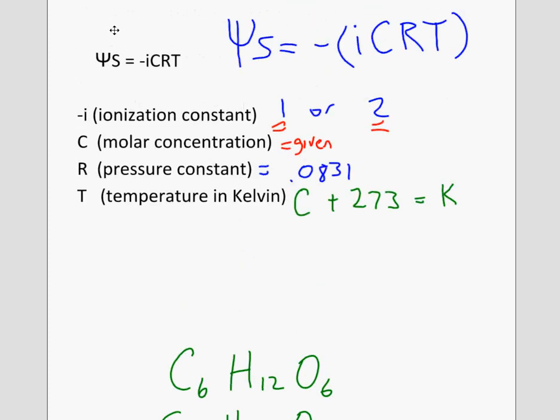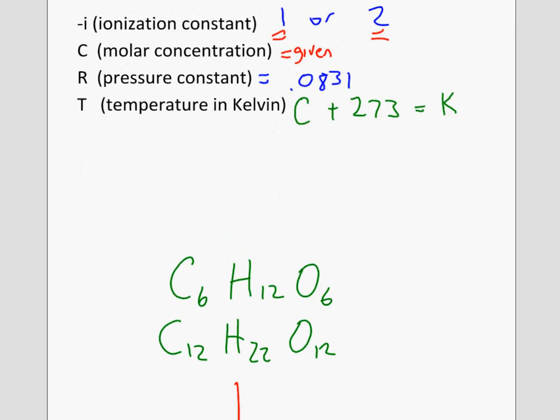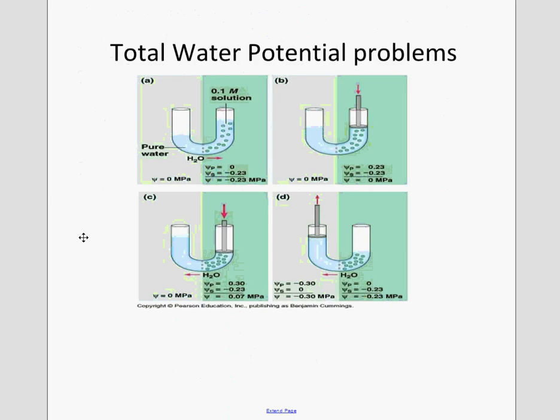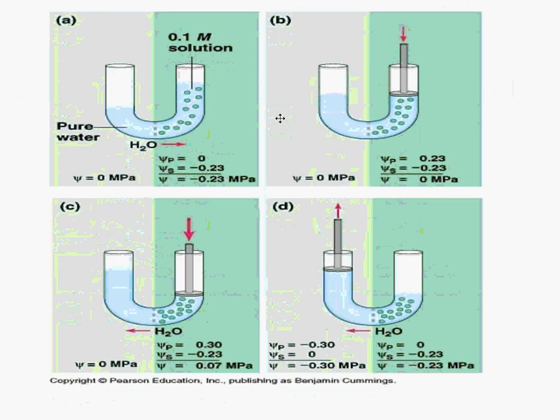Find out all those numbers, multiply them together, you get your solute potential. Not that difficult. Here are some problems. I'll just do a close-up on these so you can look at them yourself, but I'm not going to go over every one of them.